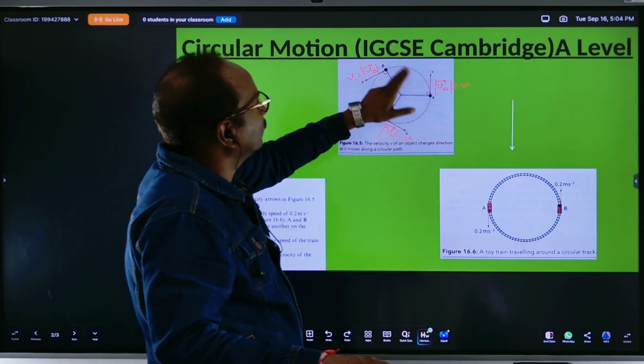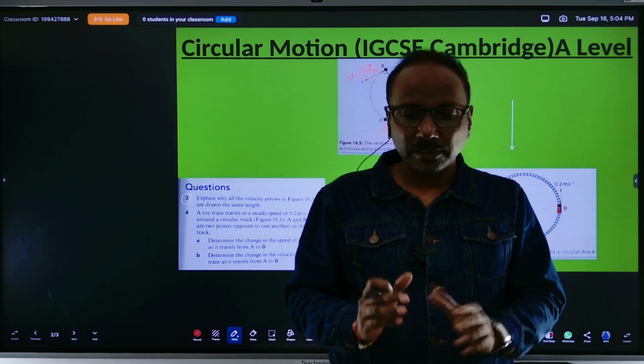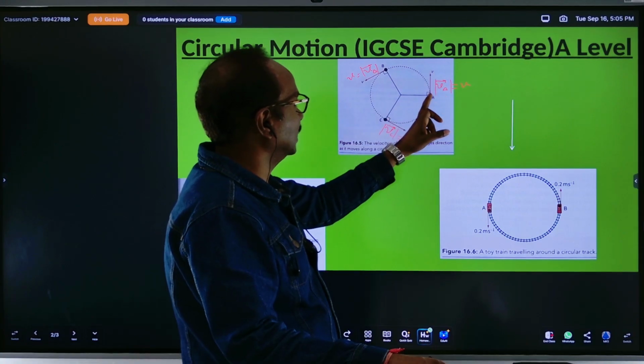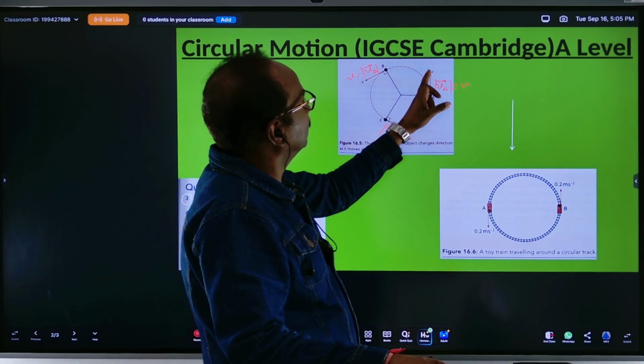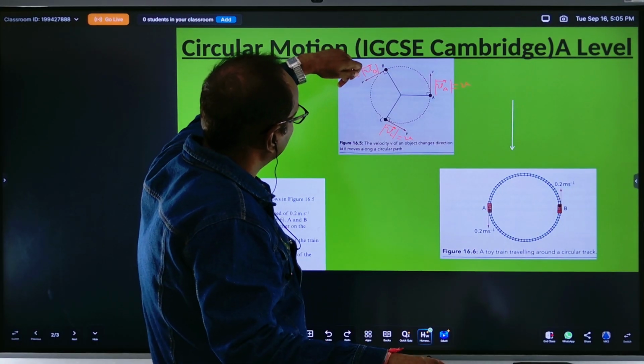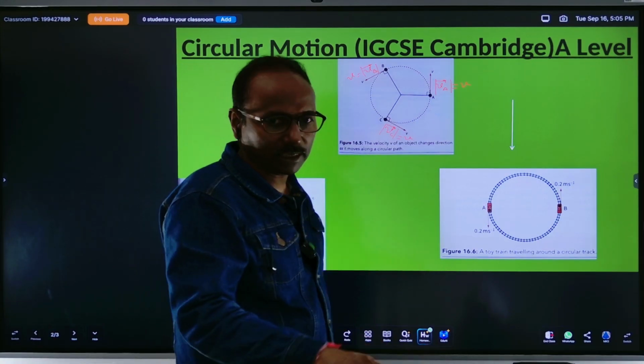So it is a uniform circular motion. Means steady speed but changing velocity. Velocity why changing? Because the direction is different. Here the velocity vector is pointing in this direction. Here the velocity vector is pointing in this direction. And at C the velocity vector is pointing in this direction.